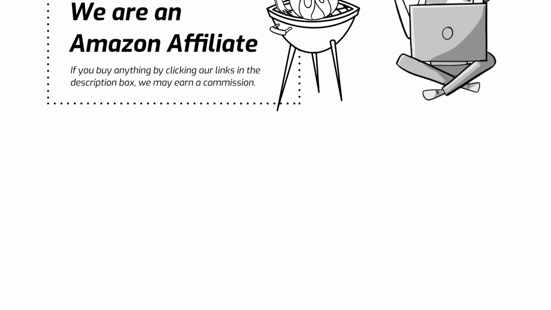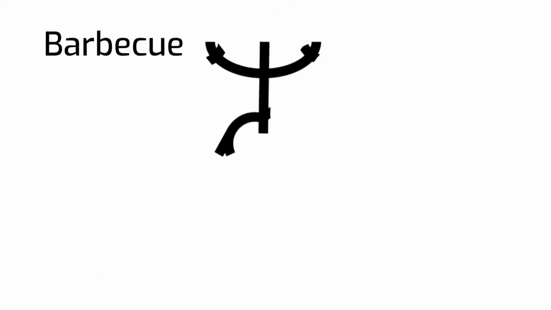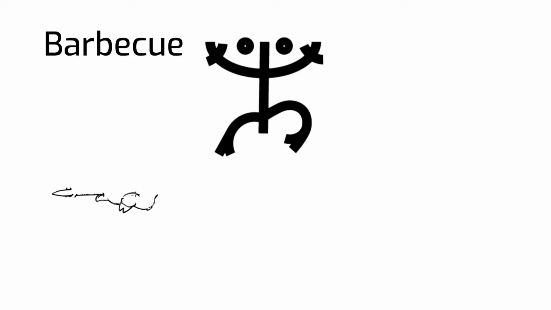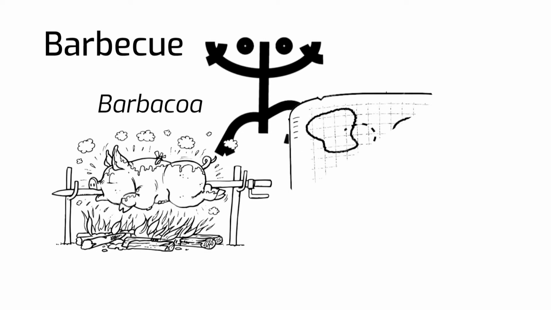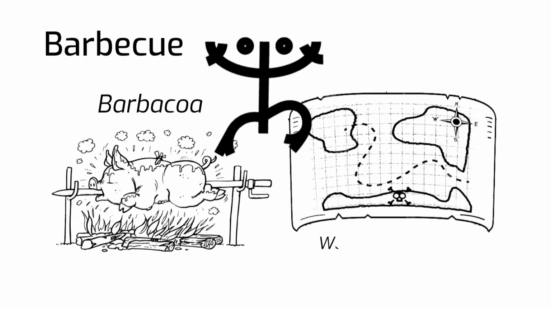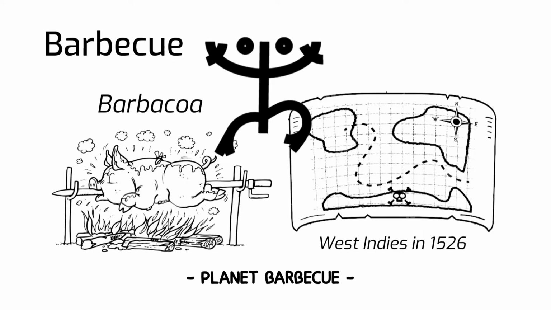Now that that's out of the way, let's get barbecuing. The word barbecue comes from the language of a Caribbean Indian tribe called the Taino. Their word for grilling on a raised wooden grate is barbacoa. This first appeared in print in a Spanish explorer's account of the West Indies in 1526, according to Planet Barbecue.